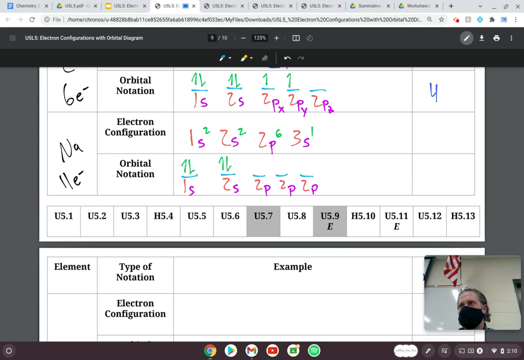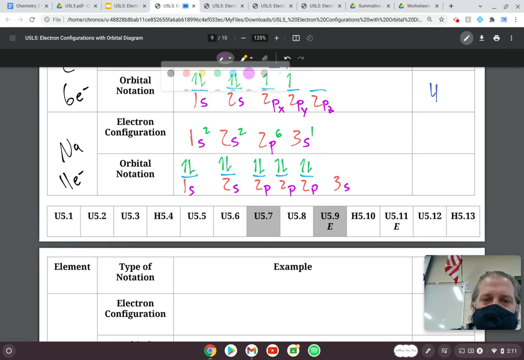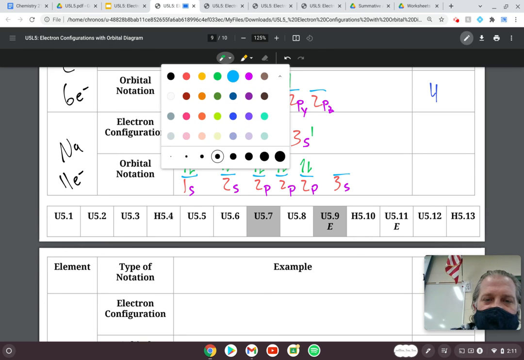I know it holds 6. I do know that. But I'm going to go and place them individually first. Arrow up, arrow up, arrow up. Then I'm going to go arrow down, arrow down, arrow down. Now the reason why is because, in the event that we don't fill up the 2p, we want all of the 2p's to have at least 1 electron in them before we double them up. And then lastly, this will be 3s. And it's just going to be an arrow up.